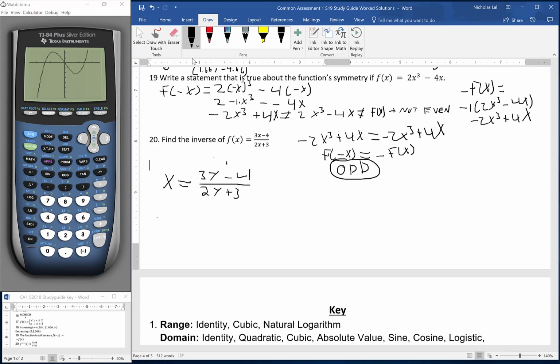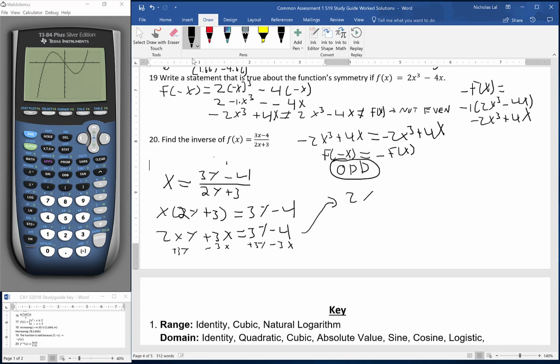You have x times 2y plus 3 is equal to 3y minus 4. Now I distribute the x. 2xy plus 3x is equal to 3y minus 4. And now my goal is to get all my y terms on the same side. So I'm going to subtract 3x on each side and subtract 3y on each side. So I can get 2xy minus 3y is equal to negative 3x minus 4.